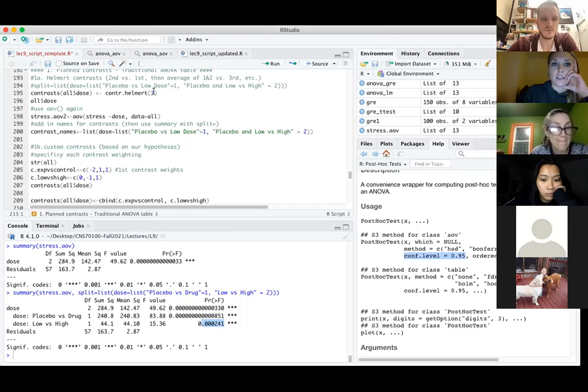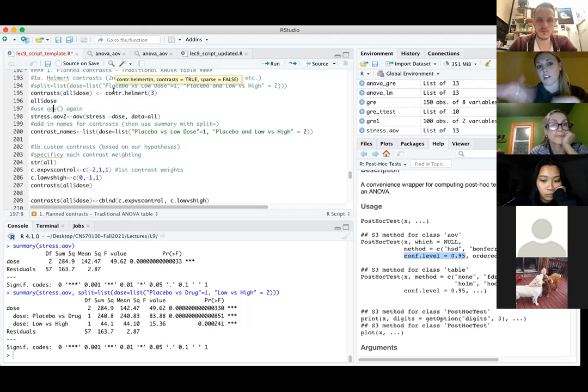So this is the Helmert up here. I didn't do this one because it automatically creates the contrast coding for you, but in a way where it will compare the first 2 to 1, and then it compares 3 to the average of 1 and 2. Because of the way our data is set up, that would actually compare high to the average of placebo and low. So we would have to reorder our factors in order to use this Helmert contrast. So I skipped it, but if your data is set up that way, you can do that. And 3 is the number of levels that you have. So we have placebo, low, and high.